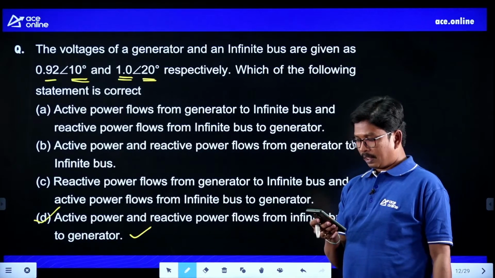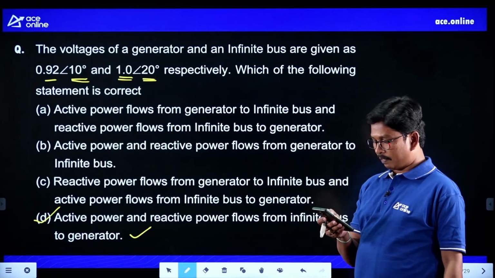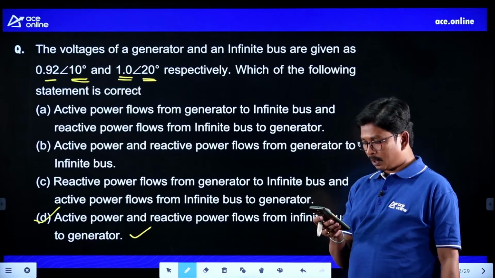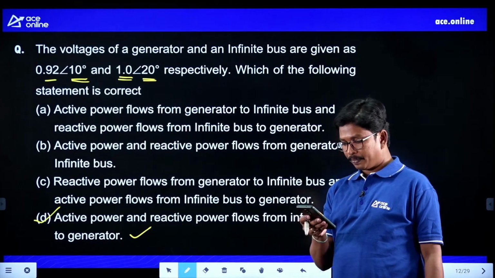Active power flows from high load angle to the low load angle. Very good. Yes, P depends on load angle. Yes, Q depends on voltage.